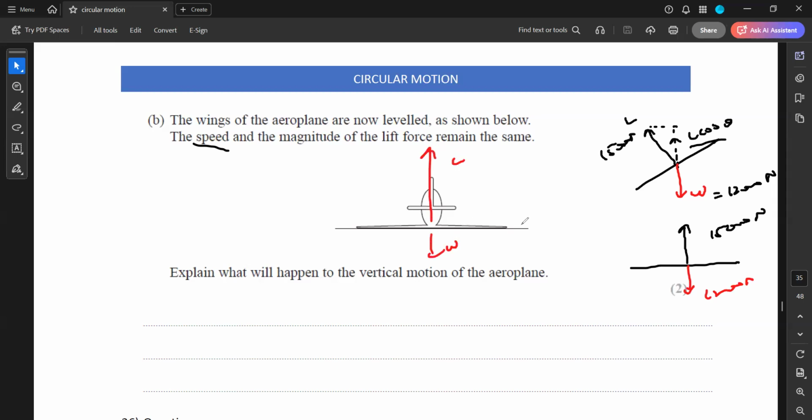So what will happen? This airplane will accelerate upward or move upward. Because the lift is more than the weight, there will be a vertical acceleration, or a resultant force upward, so the airplane will accelerate upwards. Is it clear?